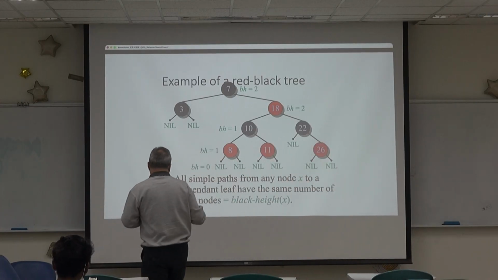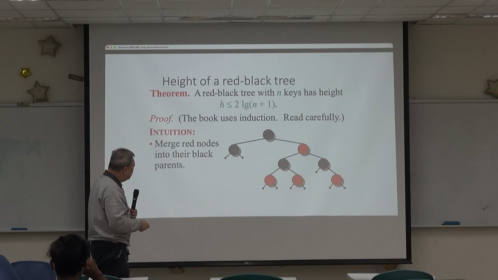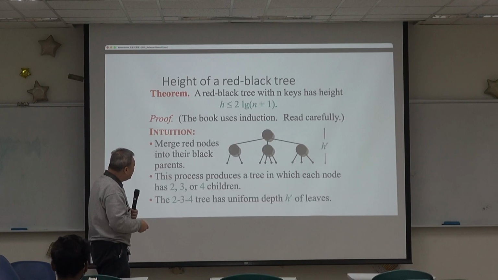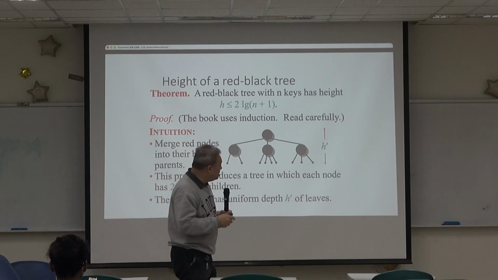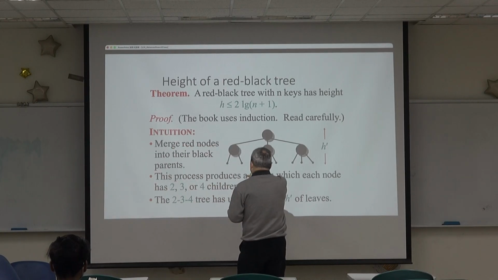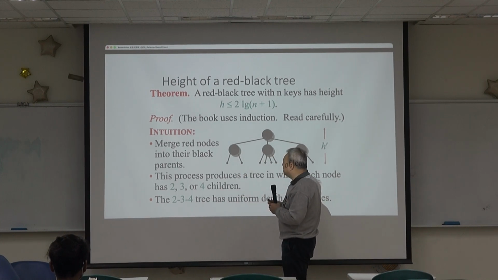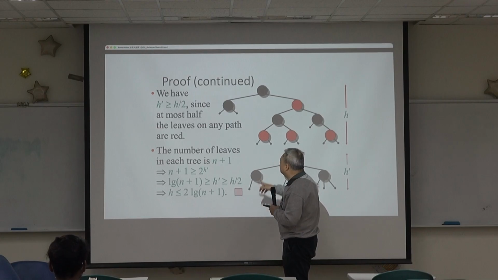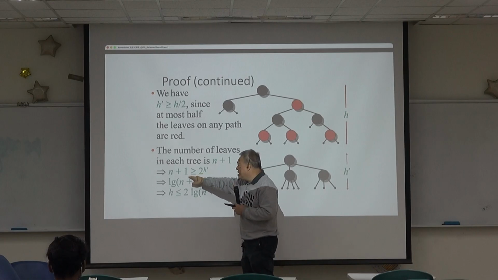So the leaf nodes, after the merge, stay the same. So the leaf nodes are n plus 1. This n plus 1 must be greater than or equal to 2 to the power of h prime.